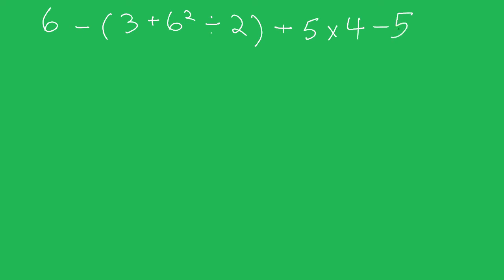Now I'll just throw you guys into battle, give you the toughest one I can think of to really test how well you know the order of operations. So let's try 6 minus open parentheses 3 plus 6 squared divided by 2 close parentheses plus 5 times 4 minus 5. PEMDAS.